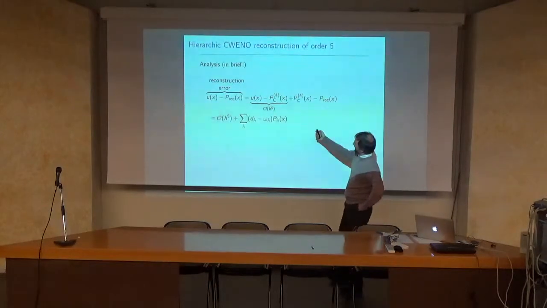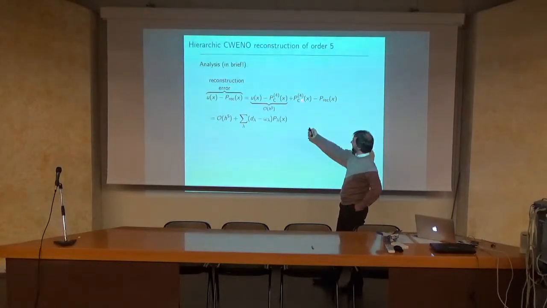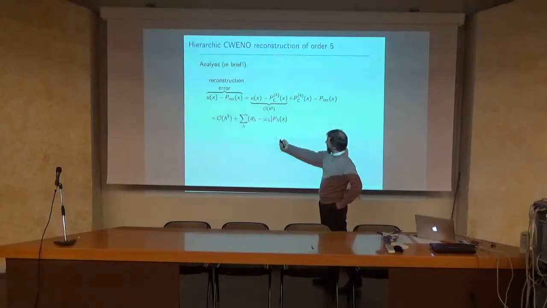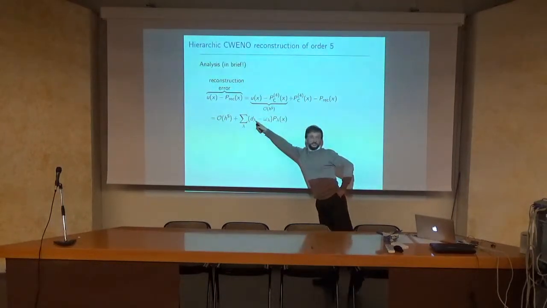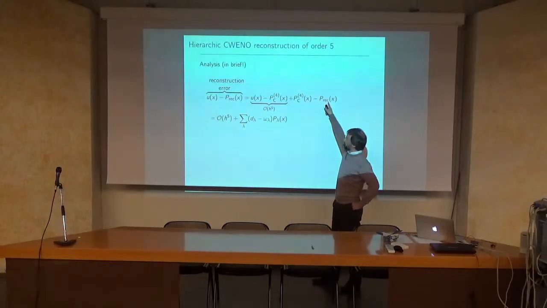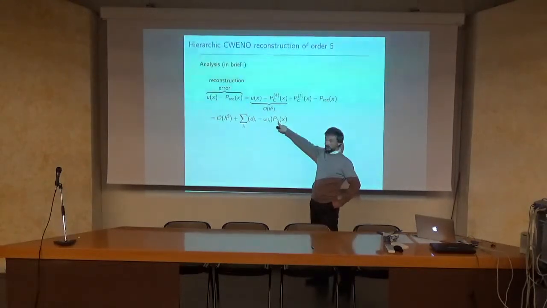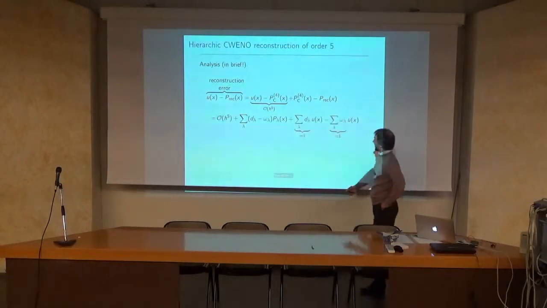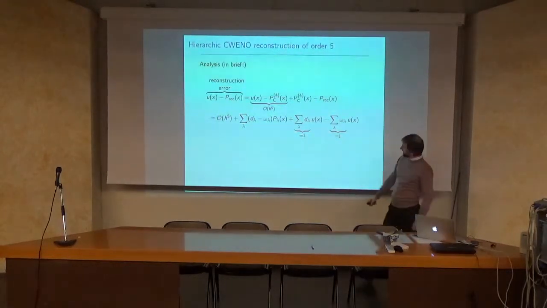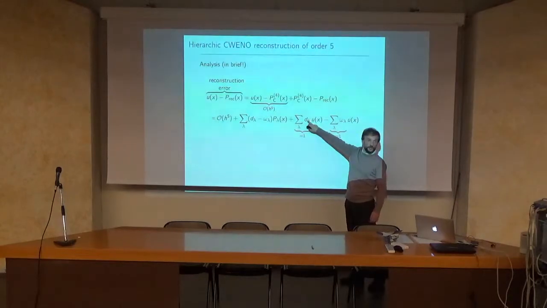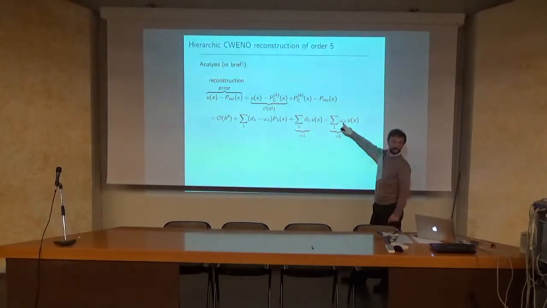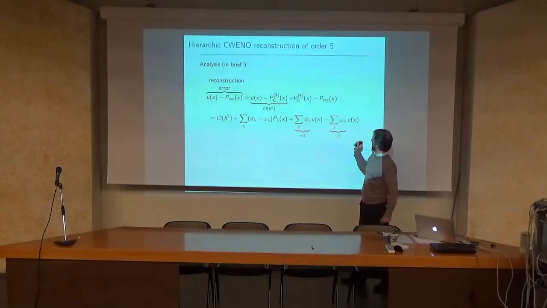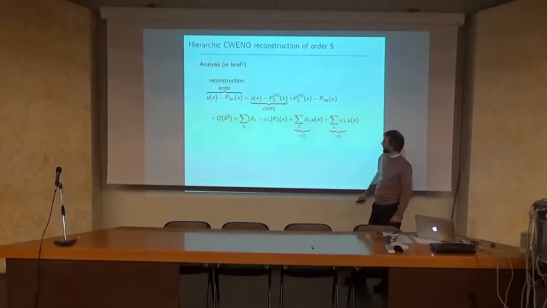Well, you just plug in the definitions. The optimal polynomial is the combination of the candidate polynomials with the d coefficients. The reconstruction polynomial is a combination of the same candidate polynomials but with the omegas instead. And then you can recall that the d's add up to 1 and the omegas add up to 1 as well. In this way, you can add and subtract u of x.